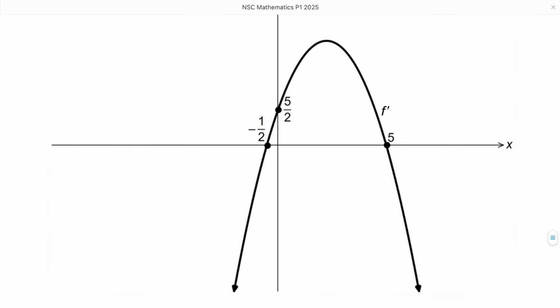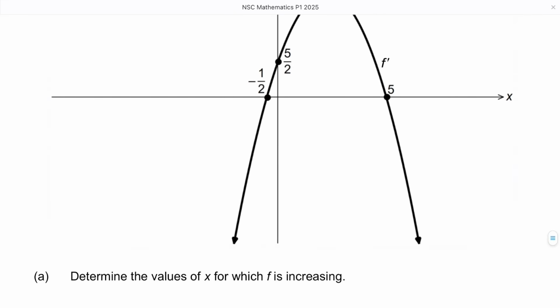We can also see that this is a negative parabola. So if it's a negative parabola, then we would also have a negative cubic function, which was the original f of x. So if the first derivative is a parabola, then the original function is a cubic function. In the first question, it says determine the value of x for which f is increasing.